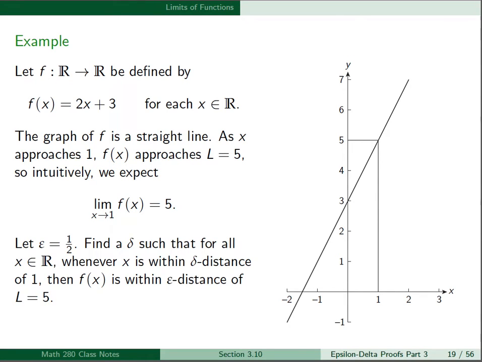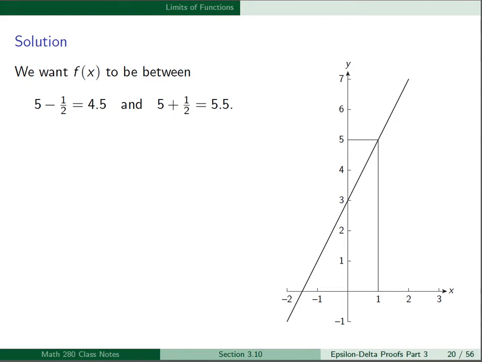Let's let epsilon be 1/2. We want to find a delta such that for all x in R, whenever x is within delta distance of 1, then f of x is within epsilon distance of our limit L equal 5. So we want f of x to be between 5 minus 1/2, which is 4.5, and 5 plus 1/2, which is 5.5. So in the diagram, we want f of x to be between the two horizontal lines.